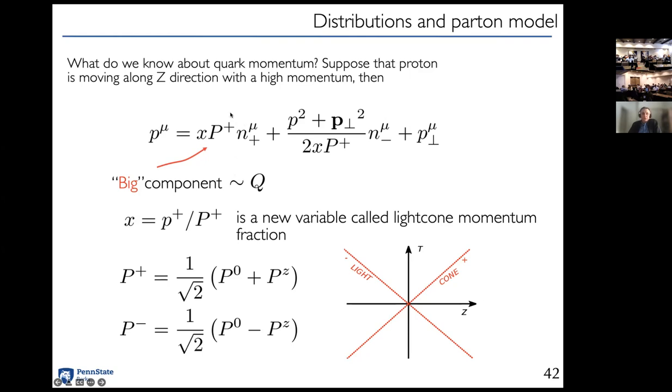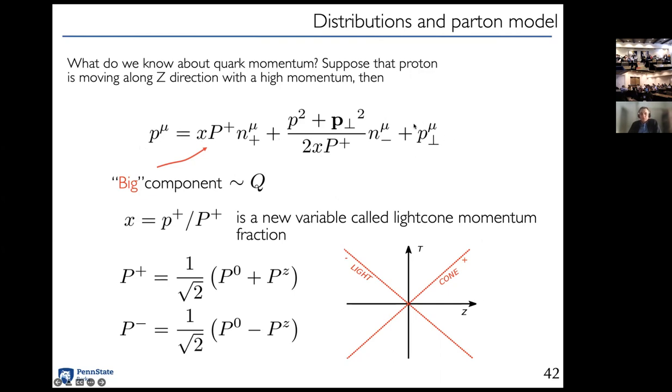So now if I decompose my momentum of the quark p in light cone coordinates, I'll have one component which is large. And this component is usually parameterized with this variable x. So it's x p plus. There p plus is the plus momentum along the light cone of the nucleon.